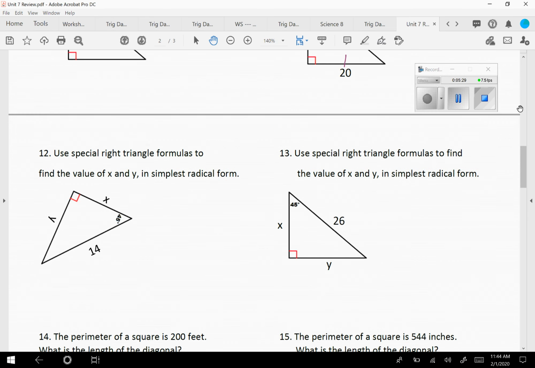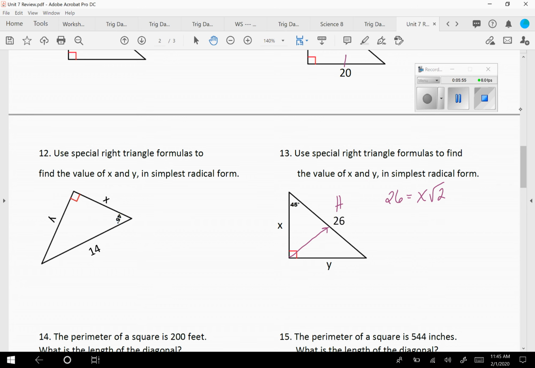Question 13. Use special right triangles to find the value of x and y in simplest radical form. Okay, this time they've given us the hypotenuse. Remember, your hypotenuse is across from that right angle. And so your hypotenuse, 26, that's x times the square root of 2. Now, don't get it confused with x over here or whatever, okay? It's the leg times the square root of 2.